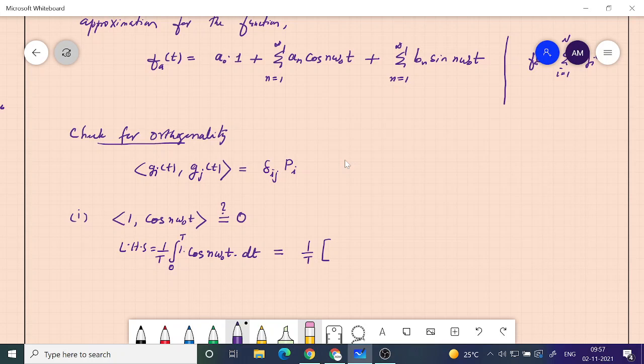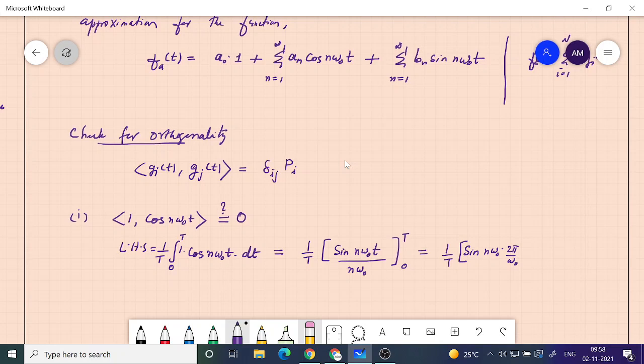Anybody? Integral of cos is sin n omega 0 t divided by n omega 0, right? And the limit is from 0 to T. That is equal to 1 by T. Put the upper limit. Now what is T? 2 pi by omega 0. So we can substitute that for the upper limit, n omega 0 into 2 pi by omega 0.